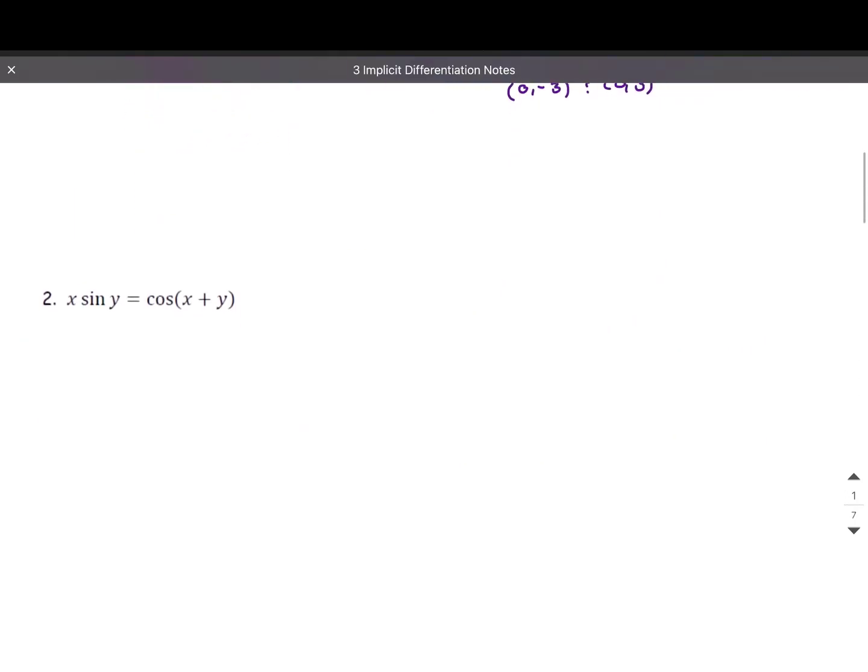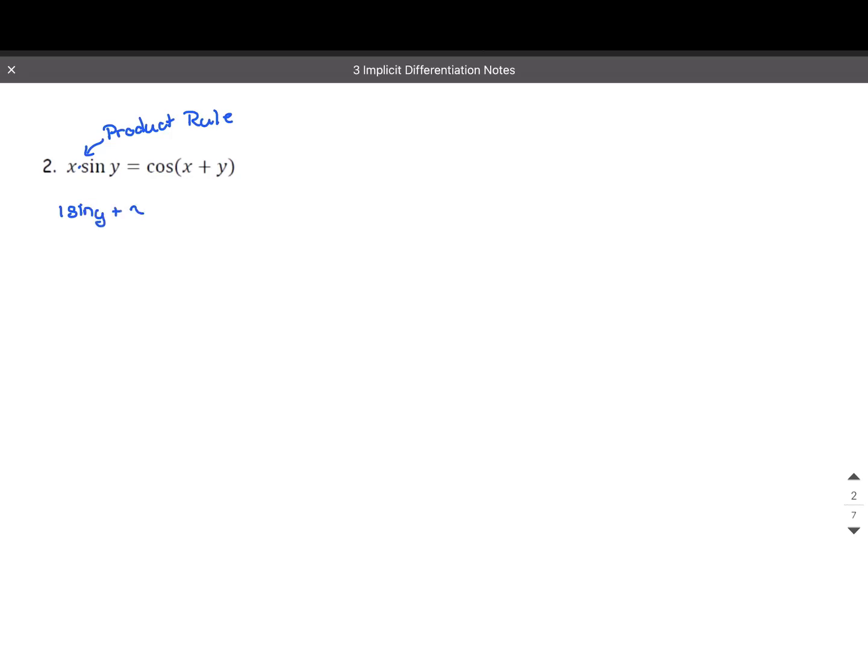Ready for some more calculus derivatives? Woohoo! Okay, here's one. x sine y equals cosine of x plus y. So it's important to realize that this is x times sine y. We're going to have to use the product rule here. So the product rule says the derivative of x is 1 times keep the sine y, plus keep the x, the derivative of sine y is cosine y.